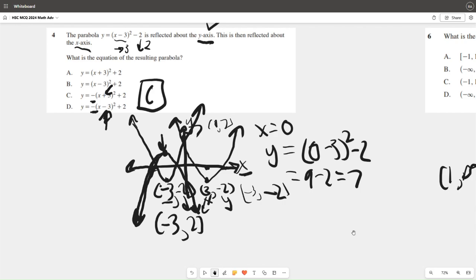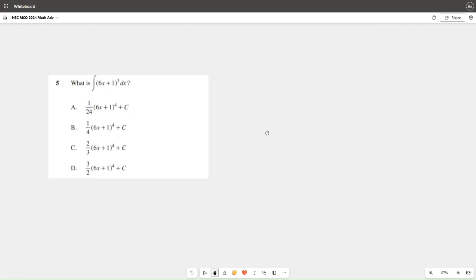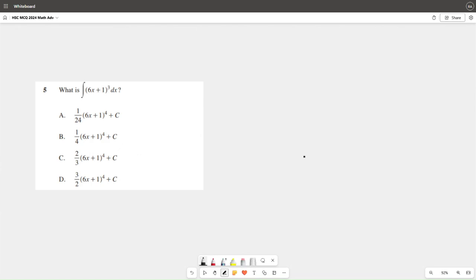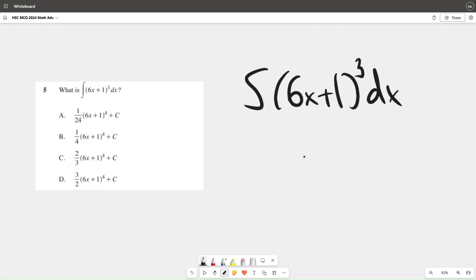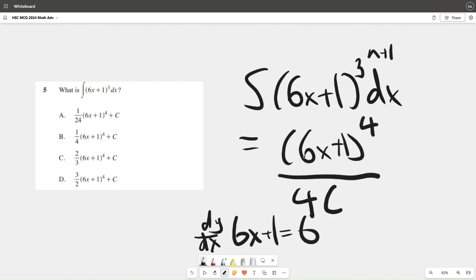Alright, moving on to question 5. So this is an integration question. 6x plus 1 to the power of 3 dx. So if we remember how to integrate, we want to make this n plus 1. So we're going to add 1 to that, over 4. And then the bottom is going to be the n plus 1 times the differentiation of 6x plus 1. So what is dy on dx? That's just going to be 6, right? You just get rid of the x here.